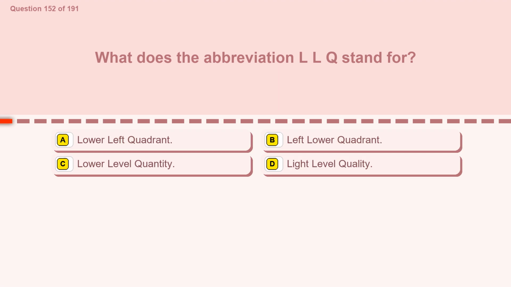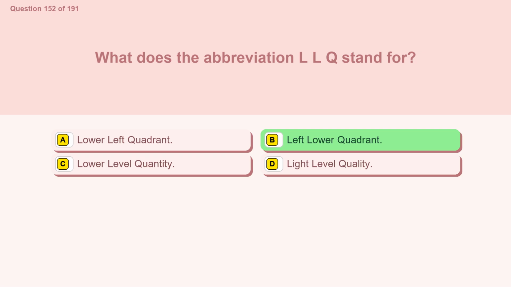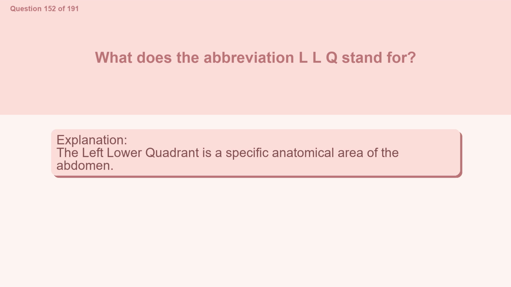Question 152. What does the abbreviation LLQ stand for? Option A, lower left quadrant. Option B, left lower quadrant. Option C, lower level quantity. Option D, light level quality. The correct answer is option B, left lower quadrant. The left lower quadrant is a specific anatomical area of the abdomen.